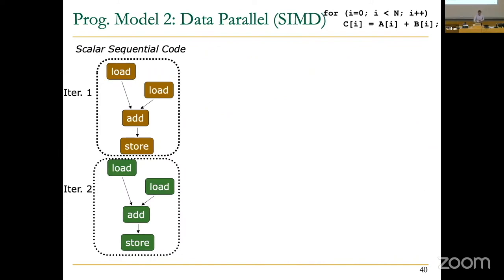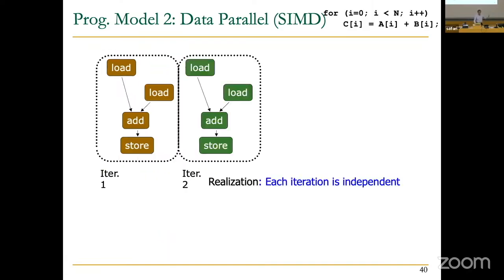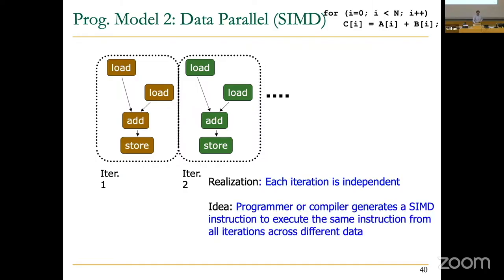We've also seen SIMD. We know that these iterations are independent of each other, so we can actually vectorize them or create SIMD instructions. You put a bunch of iterations, limited by the vector length, together. Either the programmer or compiler generates a SIMD instruction to execute the same instruction from all iterations across different data. You realize iterations are independent. These loads can be executed in parallel, and only a single load instruction can express a vector instruction.